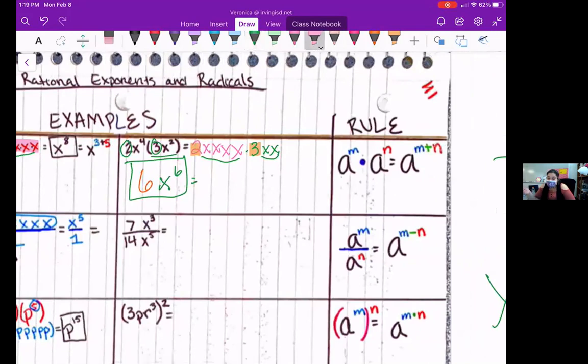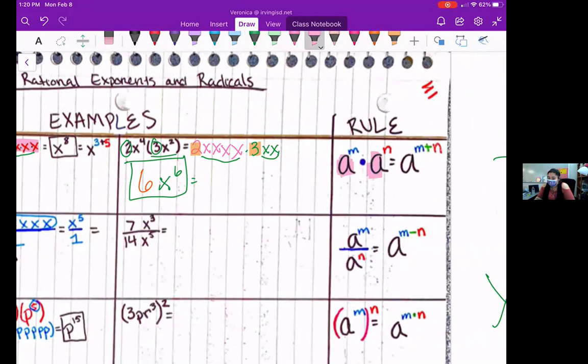Okay, how do you know that the product law applies? Well, product law applies if you are multiplying and you have to have multiple of the same base. The exponents can be different, right? Because all you're going to do is add your exponents, but your bases have to be the same. If they are not the same base, then you cannot add their exponents. It doesn't work that way.